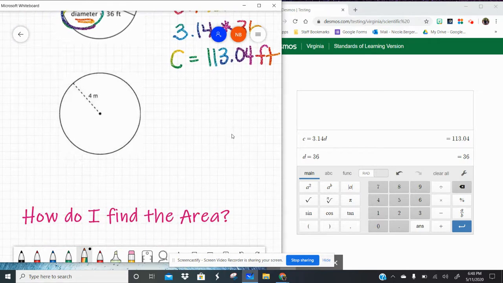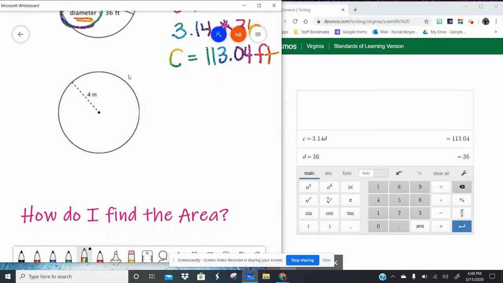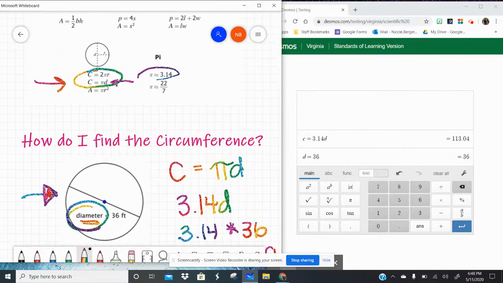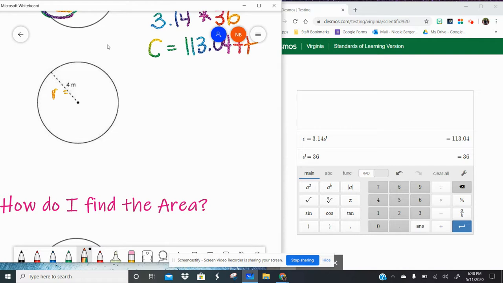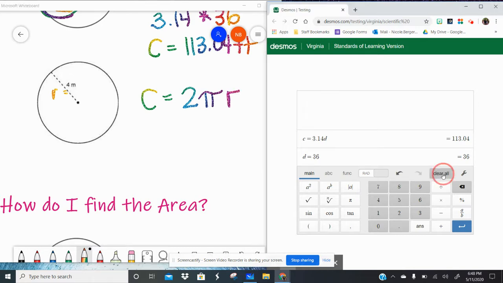So if I scroll up to my next example, I have a circle, again, with a radius of 4 meters. If I scroll back up to that formula sheet, circumference equals 2 times pi times the radius. So I come down here and I write that down: 2 times pi times the radius. Let's go over to the calculator. Let's clear this and type in our formula.